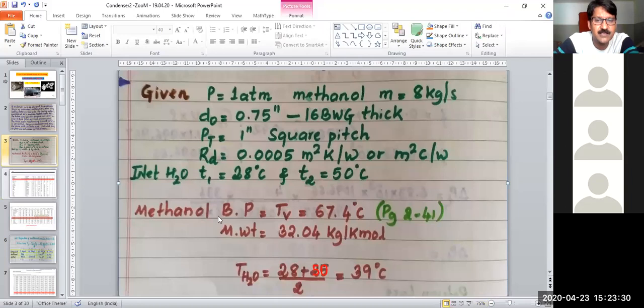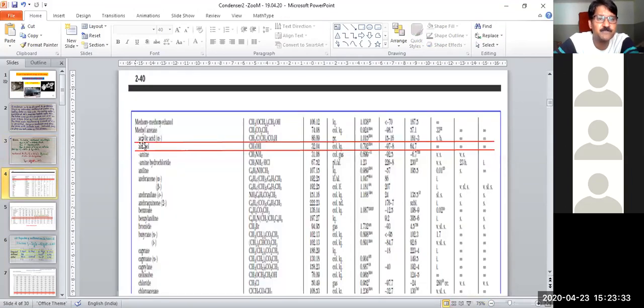Otherwise, that also I have done. See here, page 240, methyl alcohol. Molecular weight is 32.04, and the boiling point is 64.7. Is it right? Can you see? Yes, sir. Here I am also pasting it on the slide. You will get it on page number 240. I have taken this from page 240.